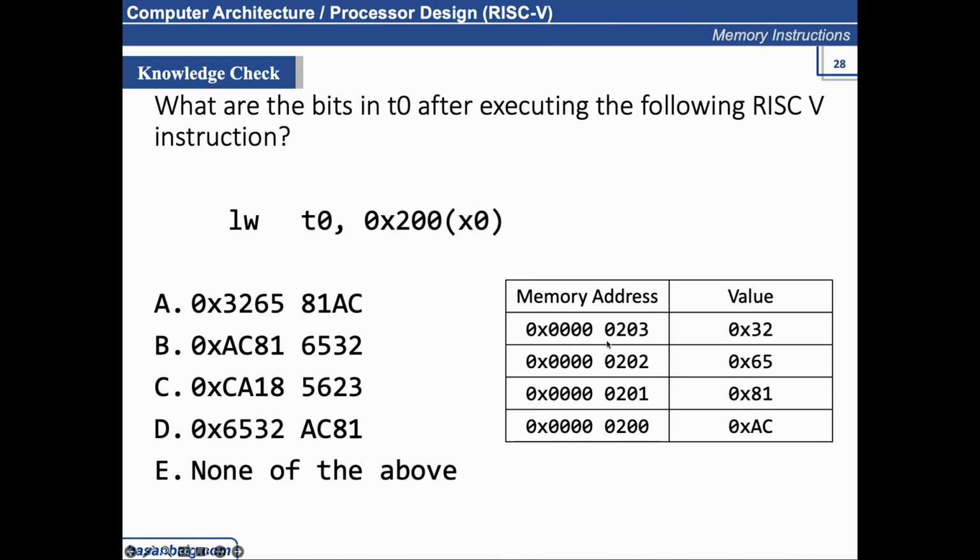Why? Because whatever is stored at the lowest memory address must belong to the least significant location. So AC, 81, 65, and 32. Okay. Any confusion? Do you want me to explain again?